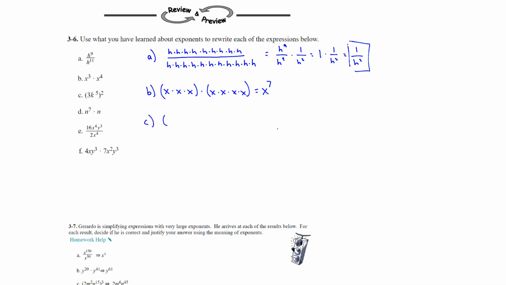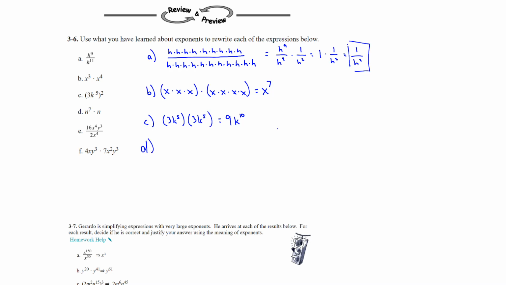C, we have 3k to the 5th squared. So once again, if we expand this out, that's 3k to the 5th times 3k to the 5th. We could also expand that out, but hopefully as you guys are working through these, you can see some of the properties that are happening. So 3 times 3 is 9. And then you have k to the 5th times k to the 5th. So if you expand that out, you'll have 5 k's and then another 5 k's, which give you a total of 10 k's.